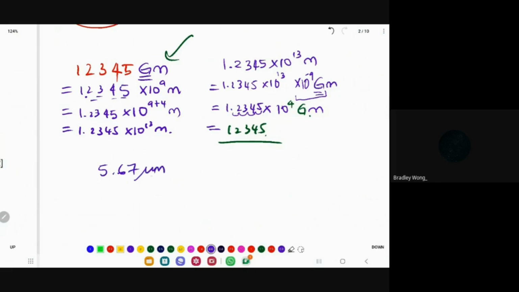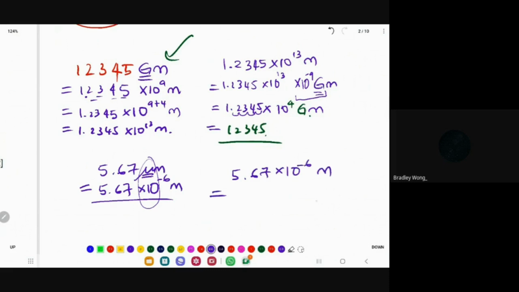Now, I always say fill in the blank. 5.67 micro, times 10 to the power what? It is -6, am I right? This is very easy. I do nothing, I just substitute below it. You know what I'm talking? I want to revert it back.